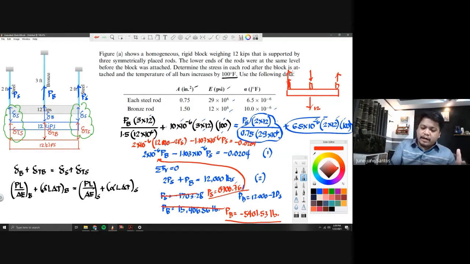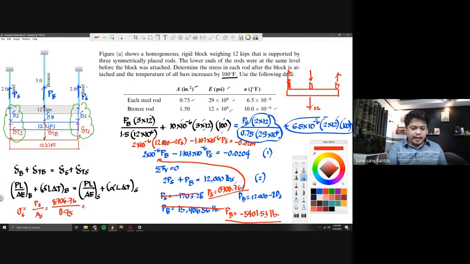So, in short, once we get the stress for the steel, you can have it as PS all over the area of the steel. So, our steel is 8,706.76. I will divide that by the area of the steel, which is 0.75. So, you have the stress. 8,706.76 all over 0.75. Okay, so that's 11,609.01. So, this unit is in PSI. Okay, so same thing. So, this is in tension.